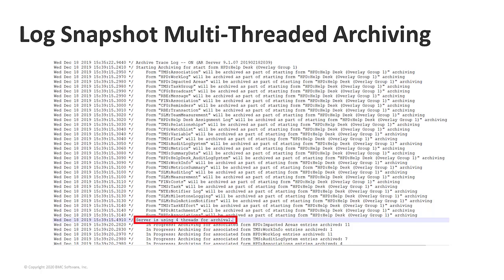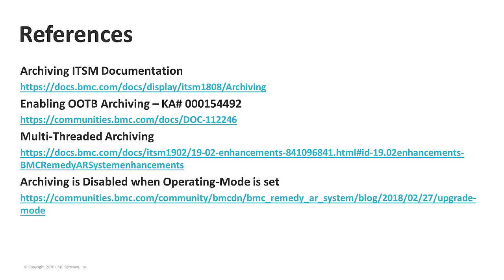Next I have the screenshot from the 1902 environment where multi-threaded archiving has been enabled. The only difference we'll see here is how many threads it is using for archival. These are a few of the references to the documentation related to archival.